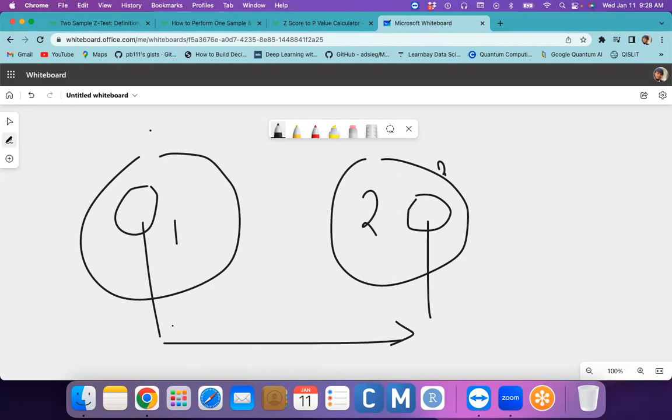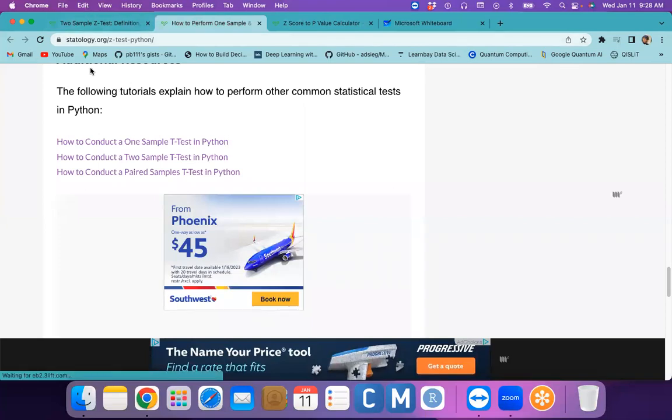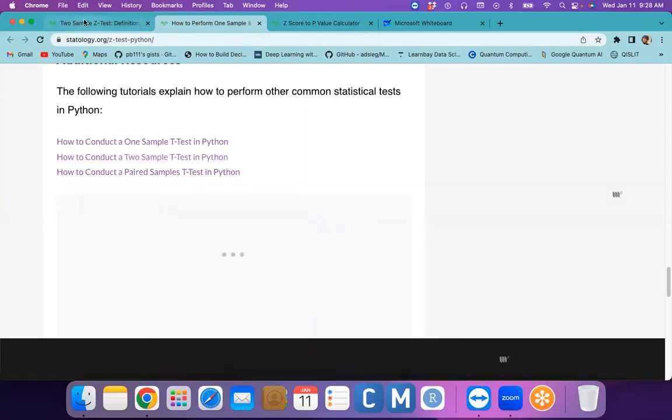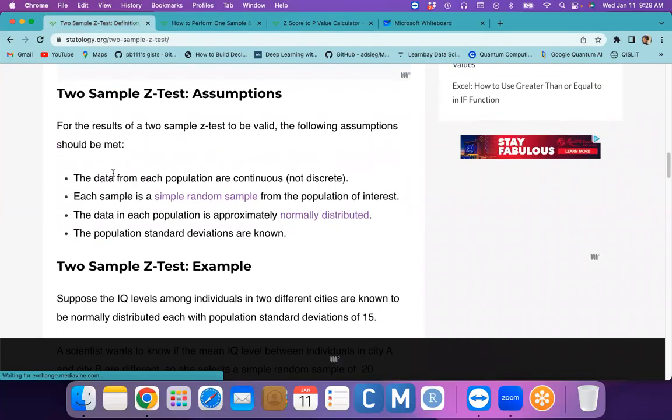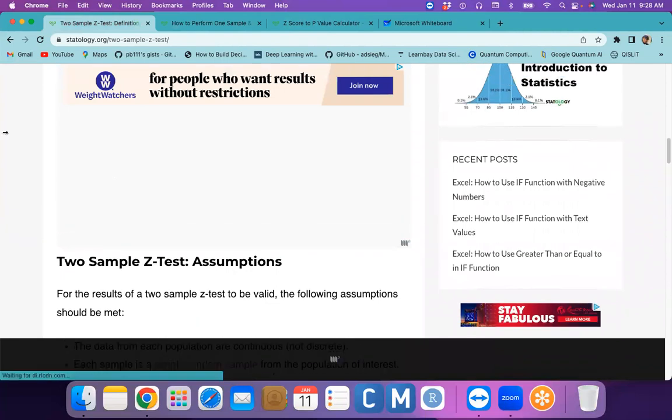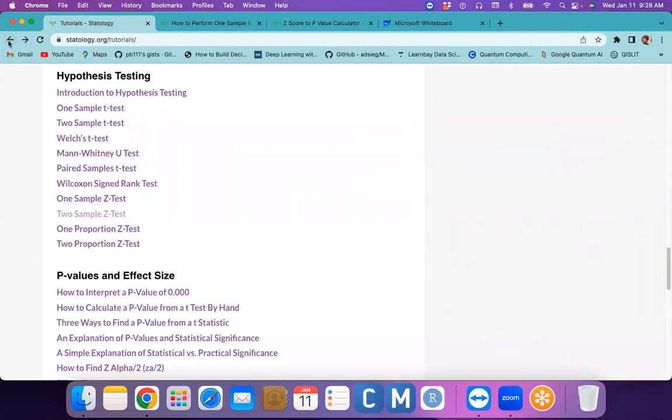Clear? Okay. This city is different and that city is different, right? Both are not the same cities. So that's the reason these two groups are independent, and that's the reason it's a two sample z test. Only in such situations can we apply the two sample z test.